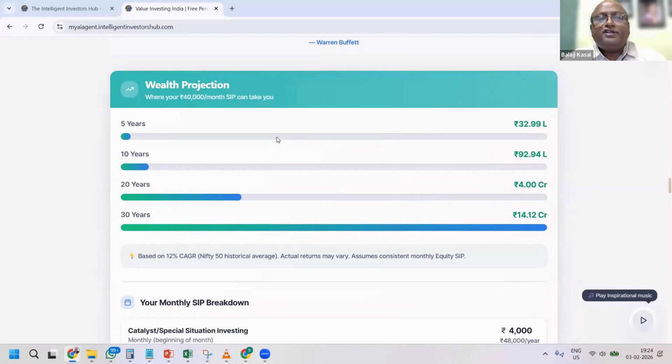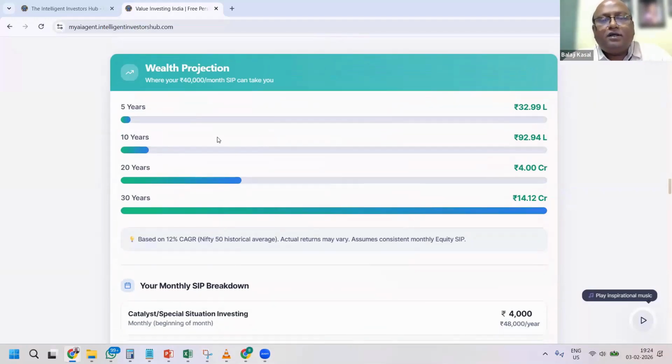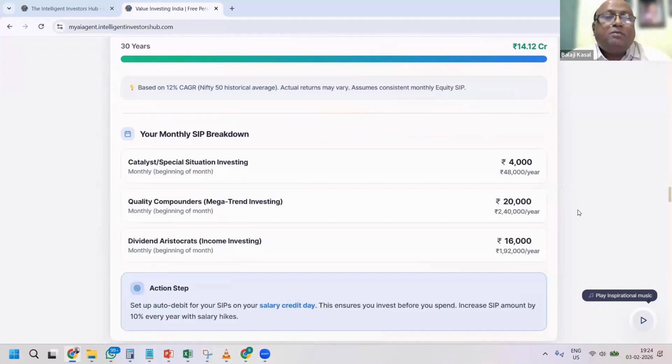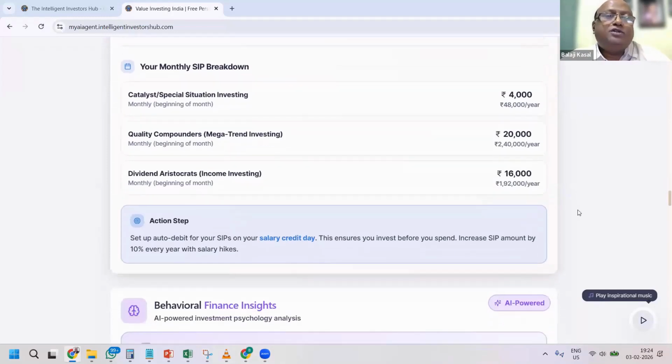Wealth projection, again: the next 5 years, how it will look with this return with the current investment pattern, 10 years, 20 years, 30 years, right? That way it has given the breakup. Monthly SIP breakdown for equity, how much it is suggesting: invest in capital specialization investing, 4,000, which comes to 48,000 annually, sorry. Capital specialization means it is based on company expansion, all those things going forward.